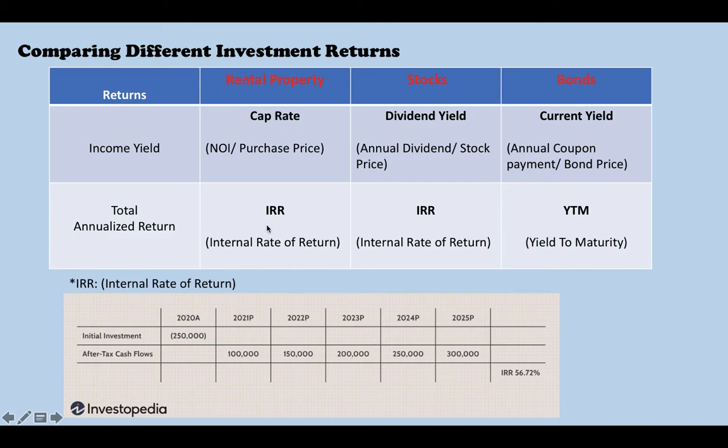Let's say your real estate produces a 10% IRR annually, the stock produces, let's say, 12%, and the bond gives you 5%. So you would still consider the stock more attractive.